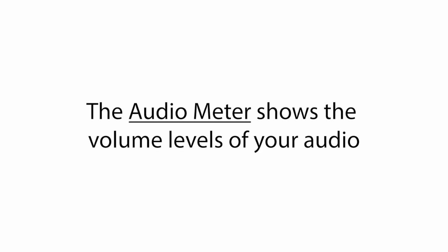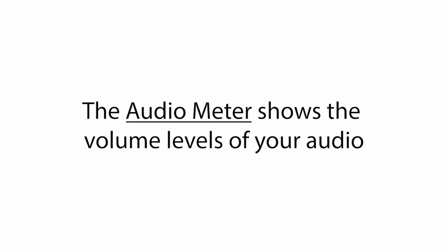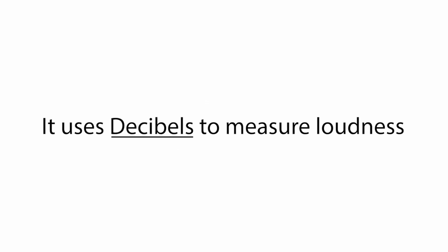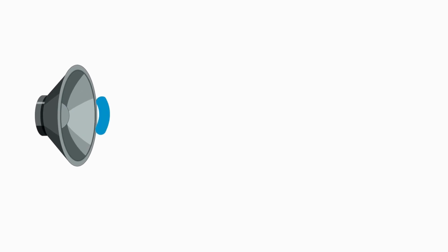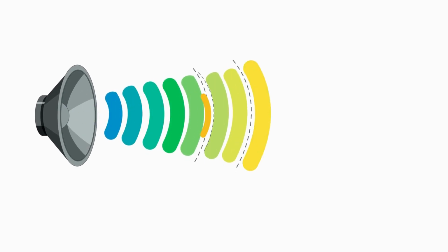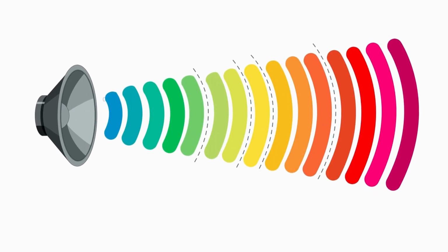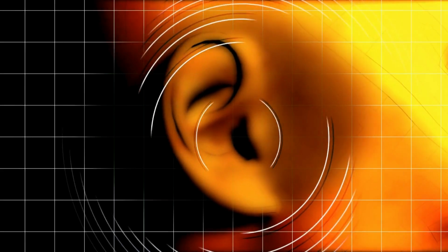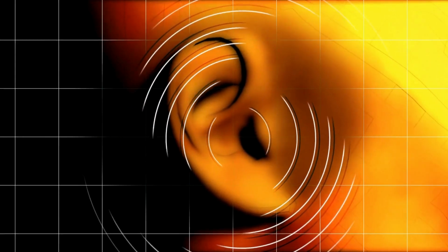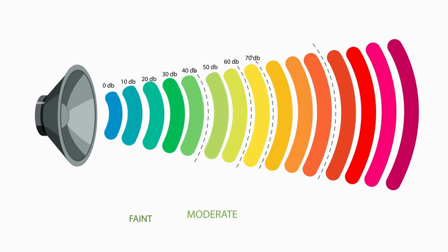The audio meter shows the volume levels of your audio. It uses decibels to measure loudness. Decibels are a unit that indicates how loud your audio is. Using the audio meter when editing audio is important because it's hard to tell how loud or quiet the sound is just by listening. The audio meter helps us be precise and make sure our video sounds good for viewers.